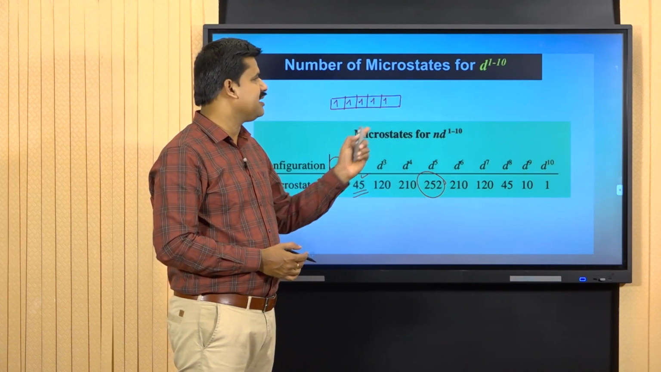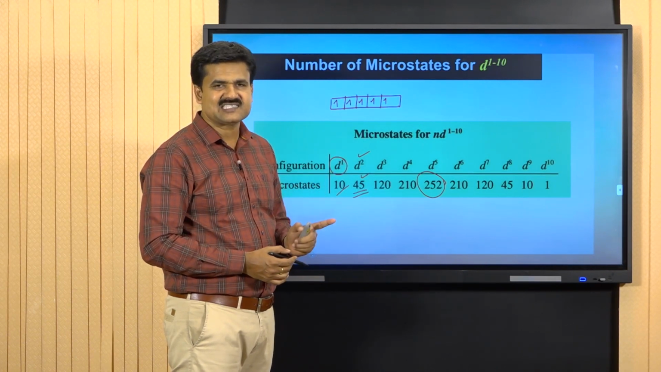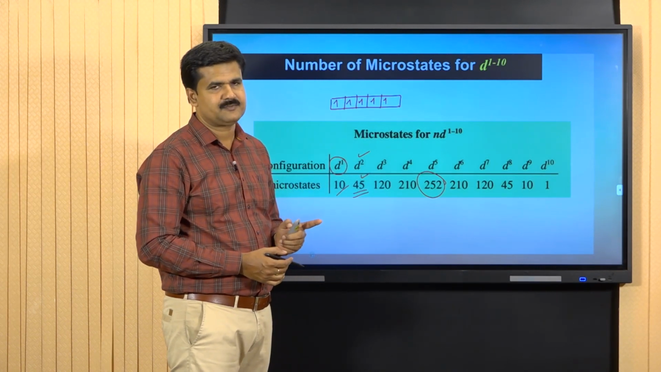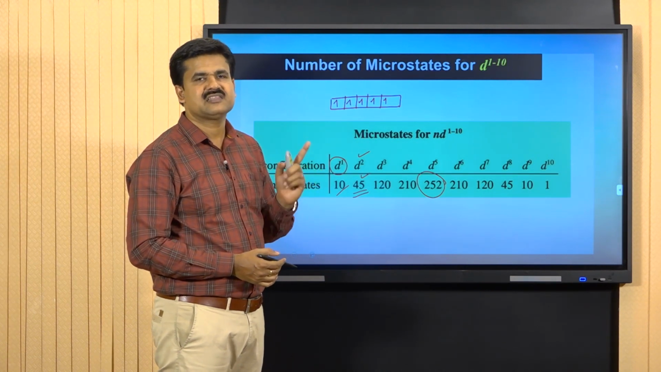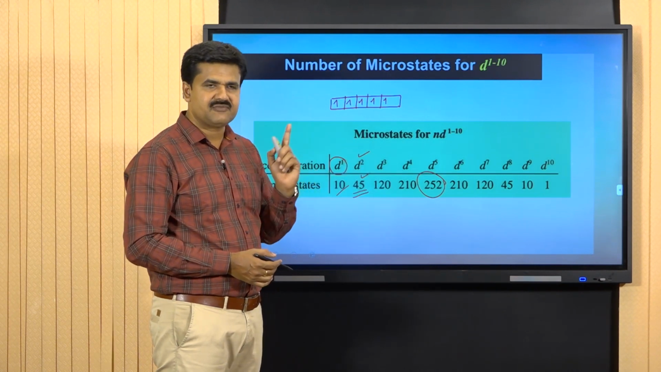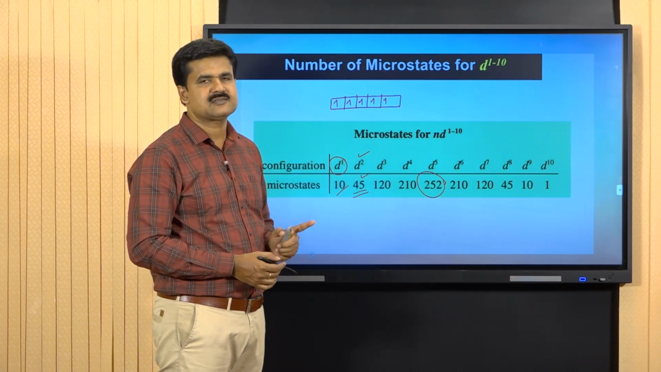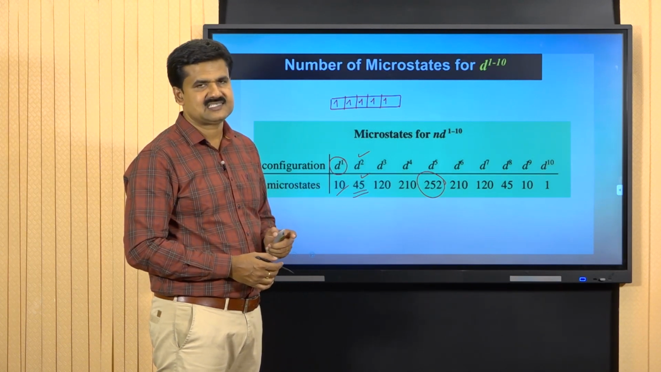So we can simply conclude that number of microstate increases with increase in number of unpaired electrons. So if we are taking P arrangement, P3 is associated with the highest number of microstate. Similarly D5. If we are considering F arrangement or F orbitals, F7 is having the highest number of microstates.